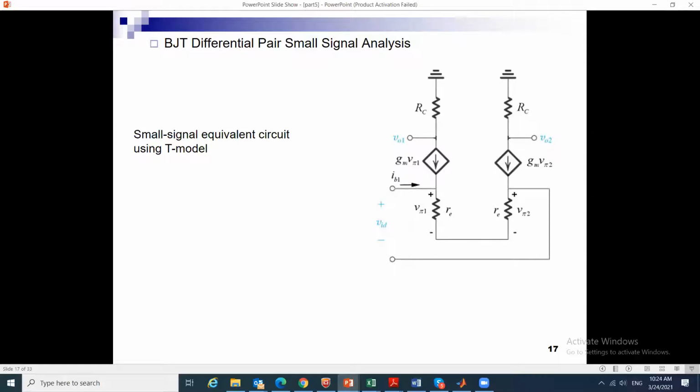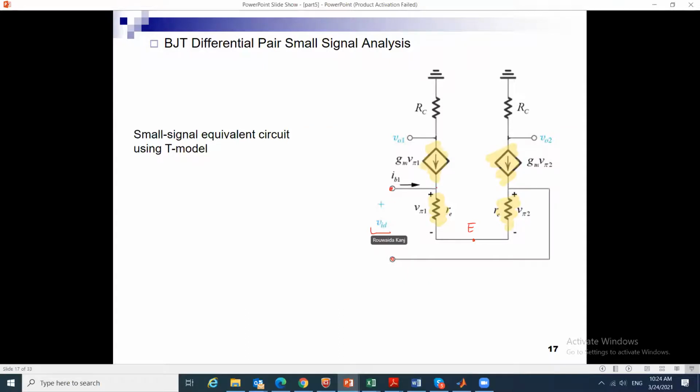I replaced each transistor with its model. So this is the model for the transistor here. So I have gm v pi. Okay, I have re. This is my first transistor. And here I have gm v pi 2. And here I have re as well for the second transistor. And this is the common emitter node for both. And I know between this node and this node, I have VID.